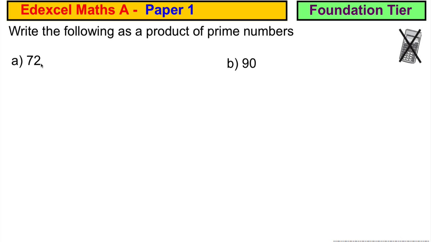An exam style question would say, write the following two numbers as a product of their primes. And it would be without a calculator. So pause the video, have a go, and then I'm going to put the answers up and we'll be done.